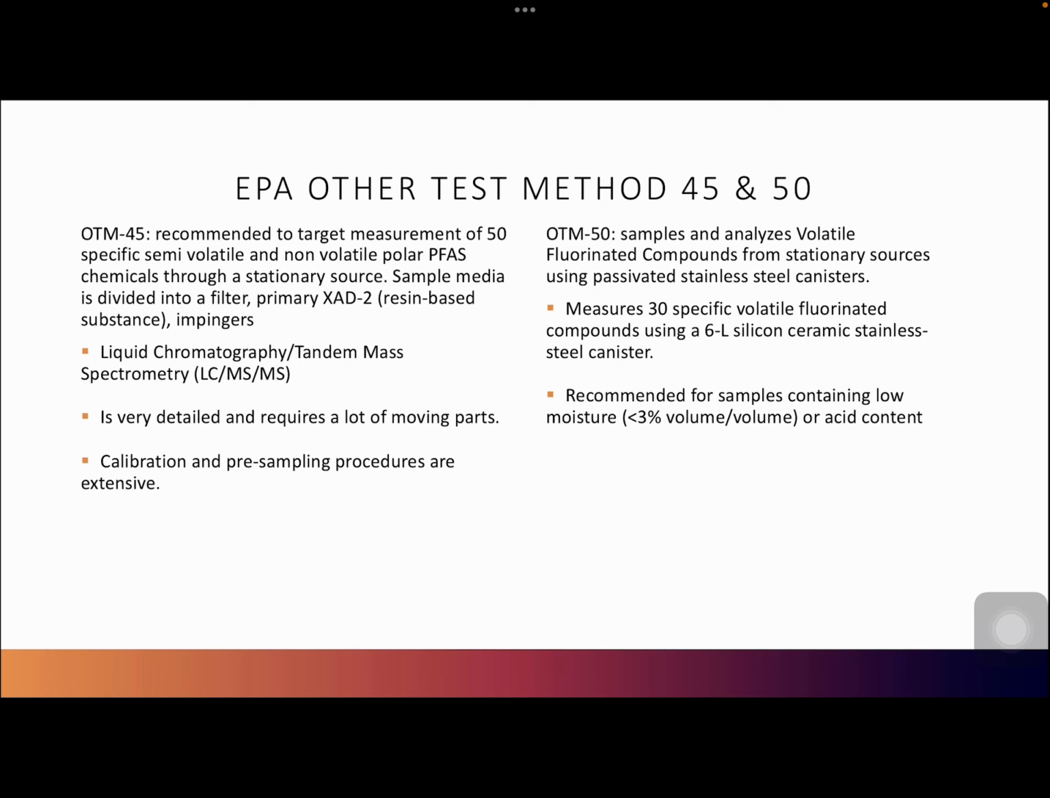OTM 50 samples and analyzes volatile fluorinated compounds from stationary sources using Summa canisters, essentially. It measures up to 30 specific volatile fluorinated compounds. It is recommended for samples containing low moisture, below 3% volume, or acid content.